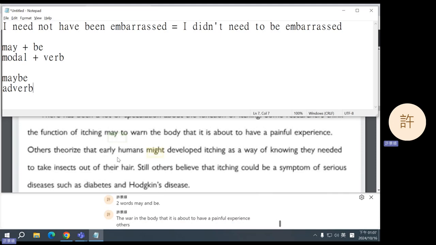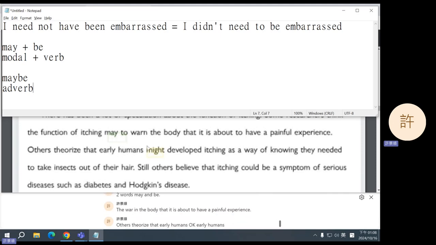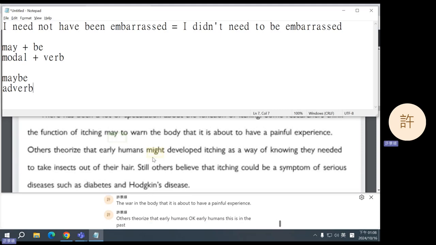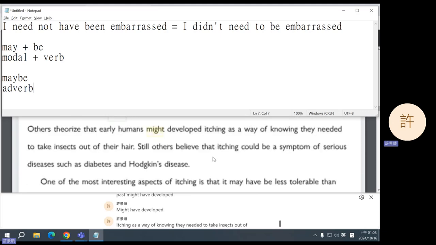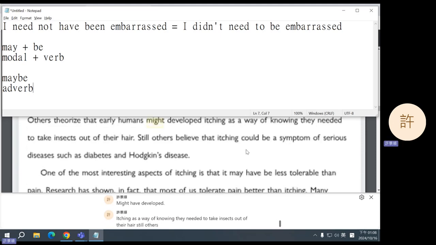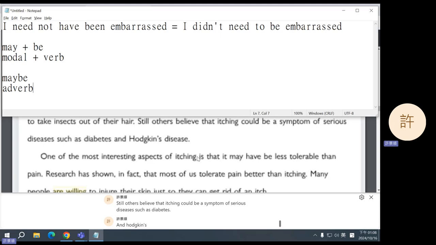Others theorize that early humans, okay, early humans, this is in the past, might have developed itching as a way of knowing they needed to take insects out of their hair. Still, others believe that itching could be a symptom of serious diseases such as diabetes and Hodgkin's disease.